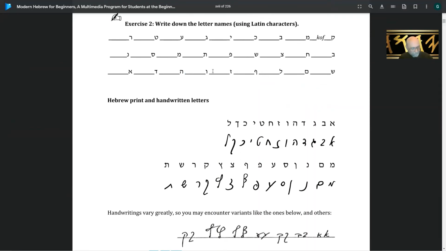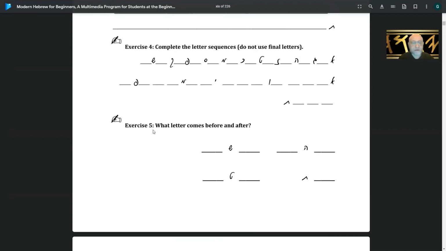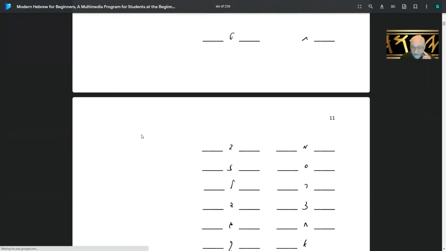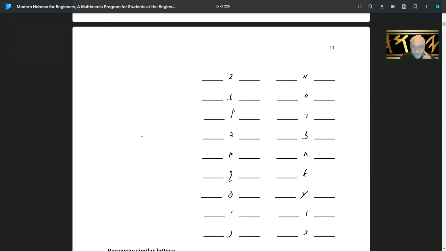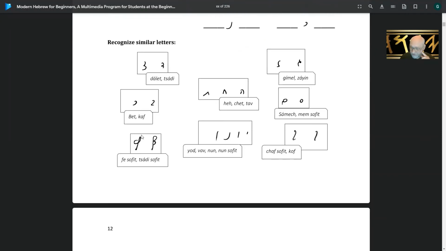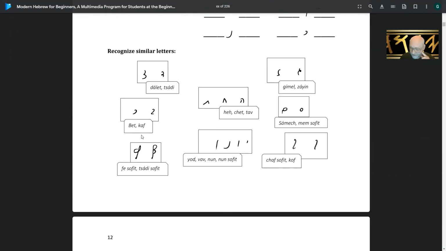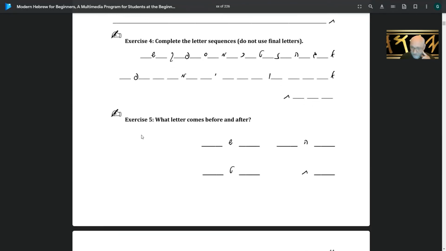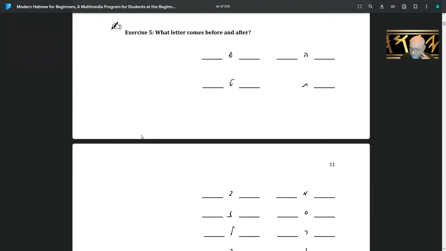Okay, so I think what we're going to do here is switch back to this. So this is now exercise 5. What letter comes before or after? Well, this will be interesting. I'll try to do this. I tell you, by the time all these exercises are done, if you follow along and do the same thing that I'm doing, you'll have the cursive Aleph Bet memorized.